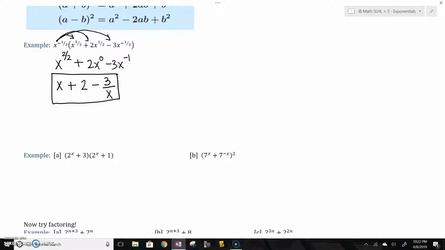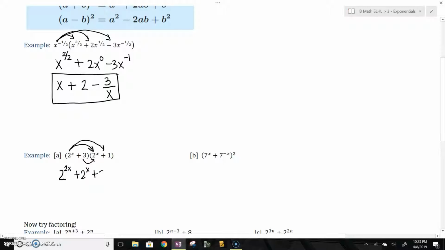All right, let's continue on now in the next example. Looks like a foiling problem. All right, so 2 to the x times 2 to the x would be, again, keep the base 2 and add the exponents. x plus x would be 2x, and then 2 to the x times 1 is just 2 to the x, and then 3 times 2 to the x is just that, right? 3 times 2 to the x.